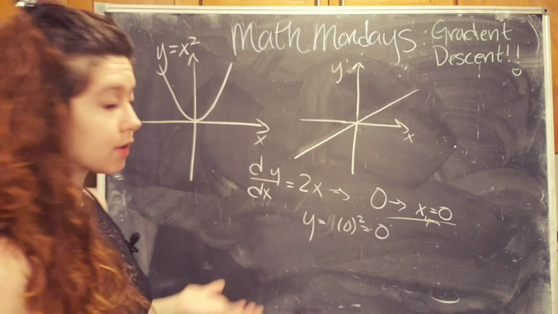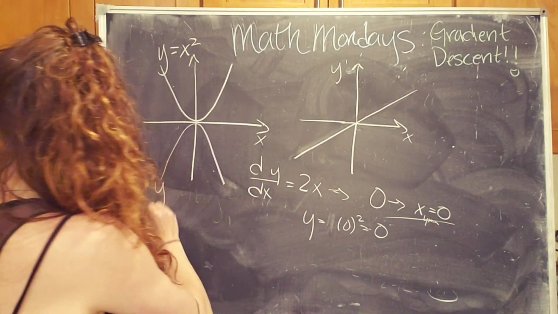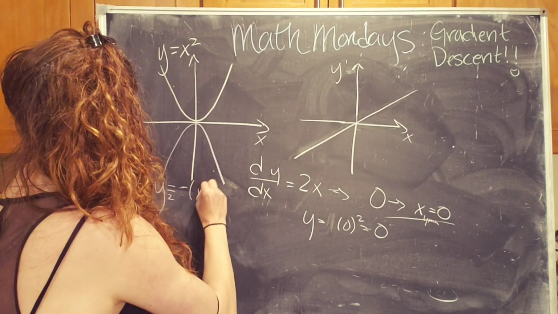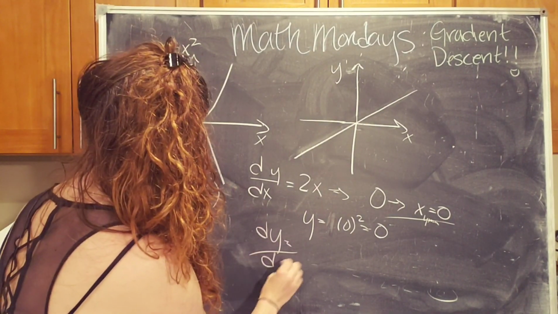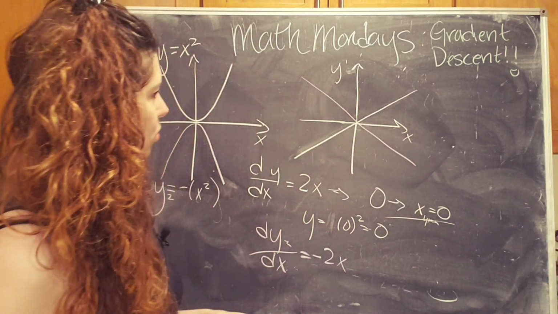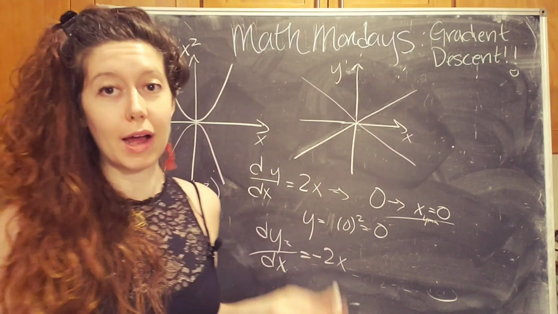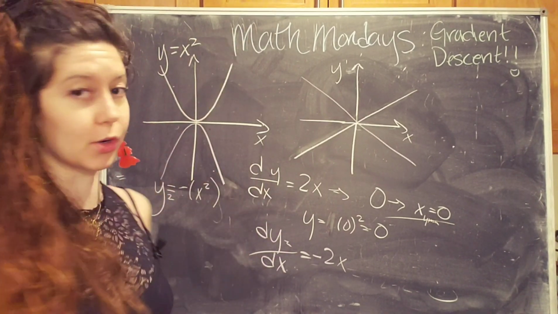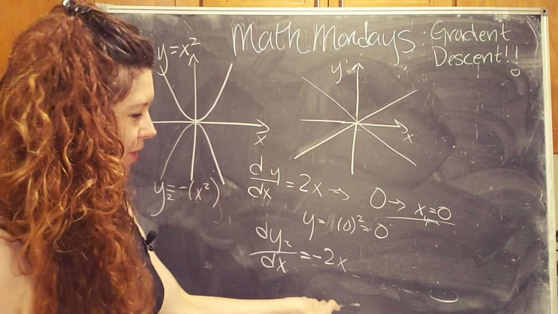But we could also do this for, let's say, a maximum, where our parabola was flipped. In other words, we have y2 equals negative x squared. Our derivative of y2, dy2/dx, equals negative 2x, and then that's going to be like this. Oh, boom, through the origin. So in this case, we still get x equals 0. However, we now have a maximum instead of a minimum. We would know that by looking at the graph or by looking at the equation. Okay, pretty straightforward, right? Let's do a few harder examples.